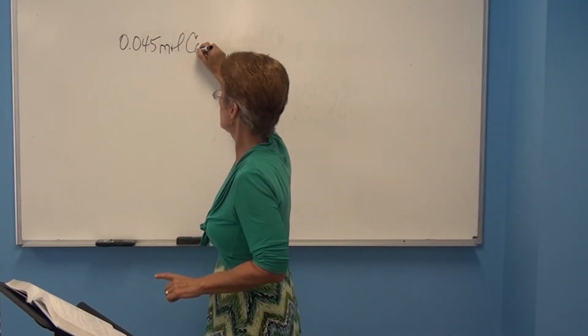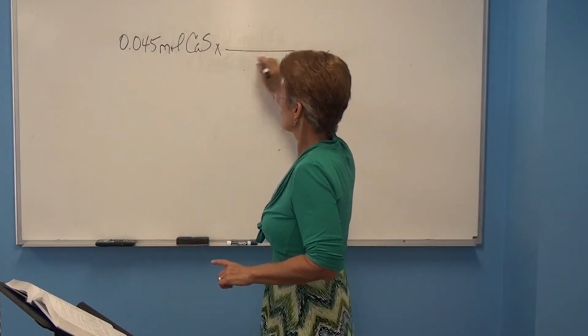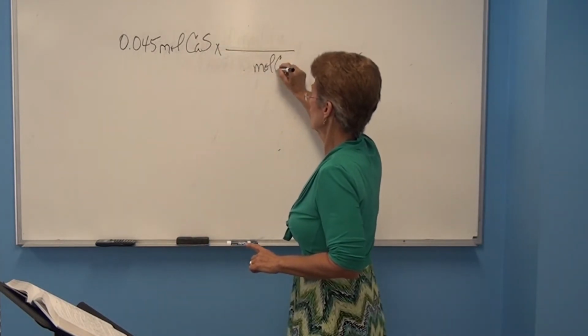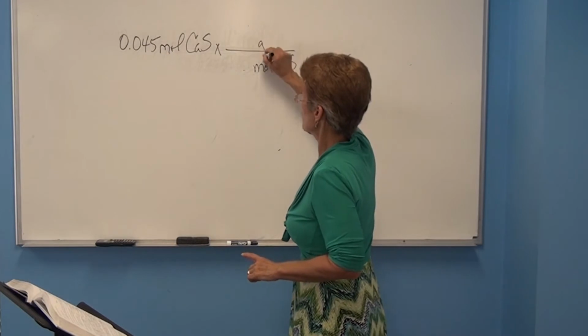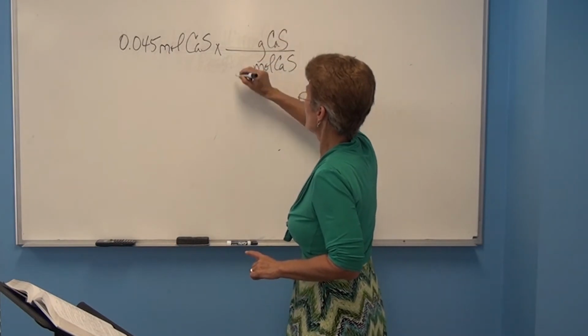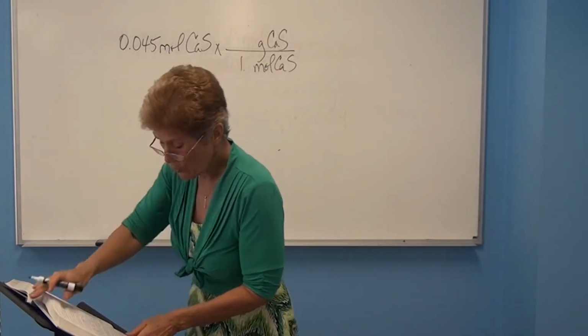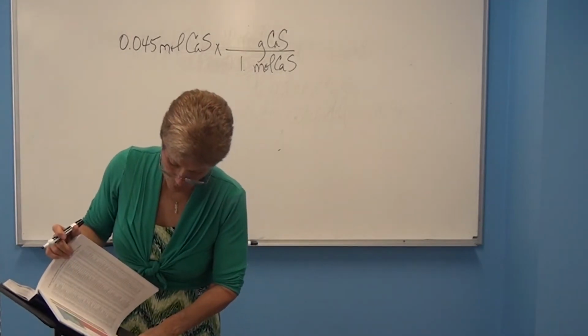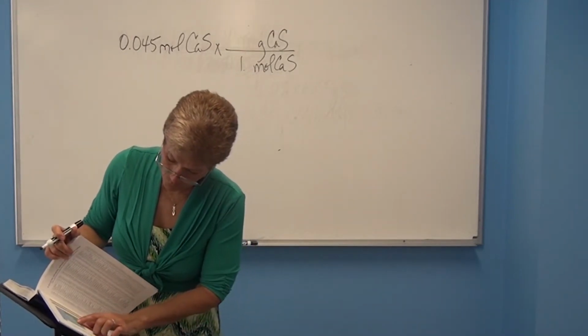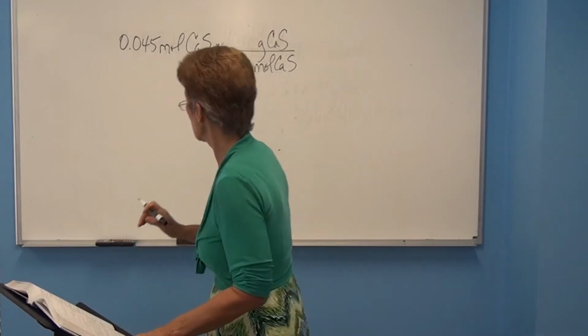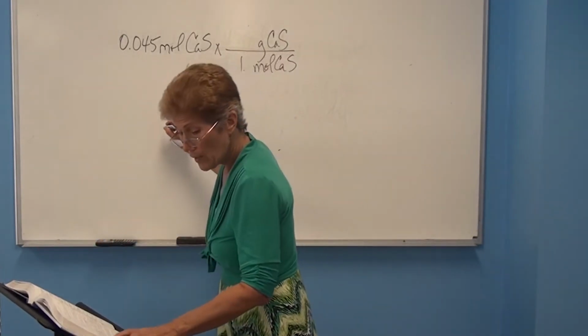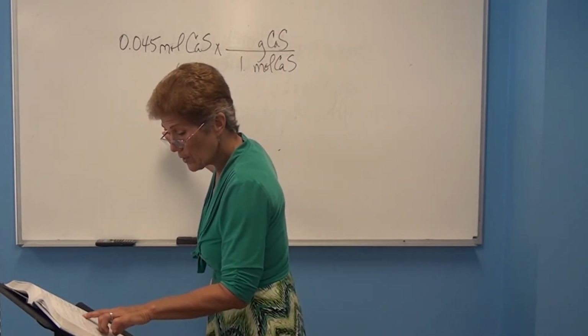calcium sulfide. So we're going to put our moles of calcium sulfide here. Here we're going to put our grams of calcium sulfide. To every 1 mole, you're going to look in your chart. Calcium is 40.08. Sulfur is 32.06. Okay, so I'm going to show you, just because we're just getting started with this.